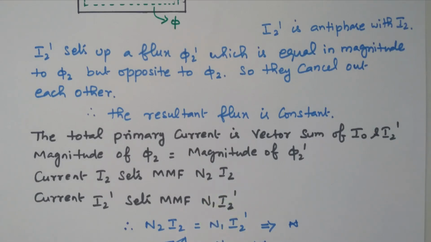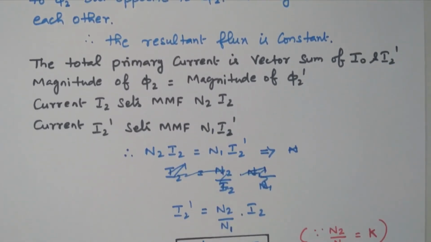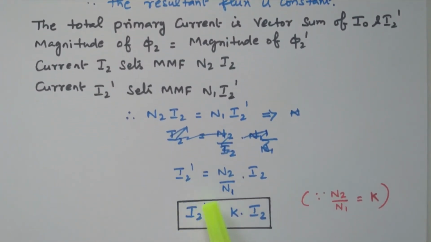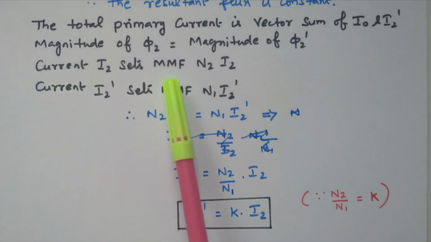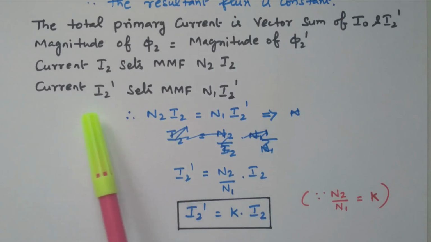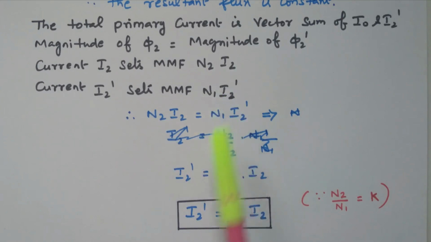Right? So both are equal, so that N2 I2 equals N1 I2 dash. From that, I2 dash equals N2 by N1 into I2. This N2 by N1 is nothing but the transformation ratio K. So N2 by N1 equals K. So I2 dash equals K times I2. Based on this, the current I2 sets up the MMF in the secondary, N2 I2. I2 dash is the current flowing in the primary, so it is N1 I2 dash. Both are equal. While equating and simplifying, we got I2 dash equal to K times I2.